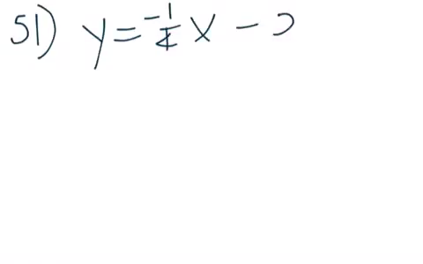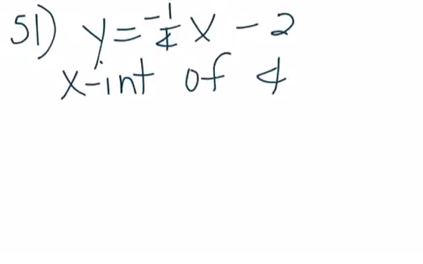If you look at the next page, for number 51, it tells you that it is parallel to y equals negative 1/4 x minus 2 and has an x-intercept of 4. Okay? Parallel lines have equal slopes, so our slope has to be the same slope.